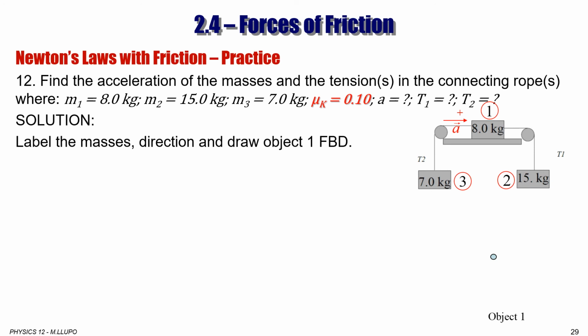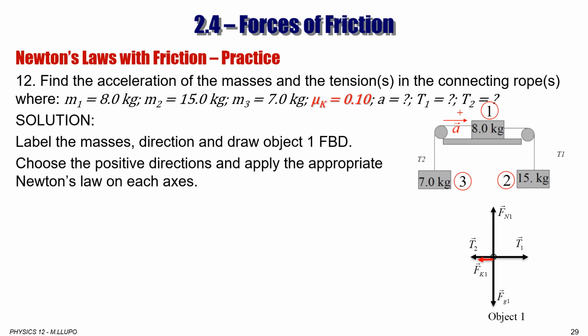Start with the free body diagram for object 1: Fg1, Fn1, and then on the right is tension 1, on the left is tension 2. But remember, we have kinetic friction for object 1, the only one that has friction. Then we can choose the appropriate Newton's law. On the y-axis it is first Newton's law because it's not moving. On the x-axis it is second Newton's law because it's accelerating.